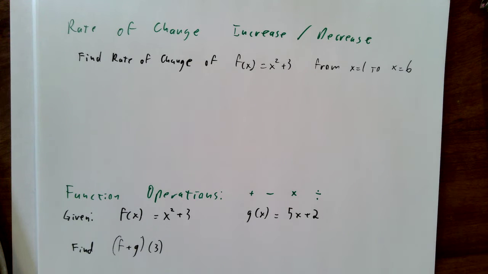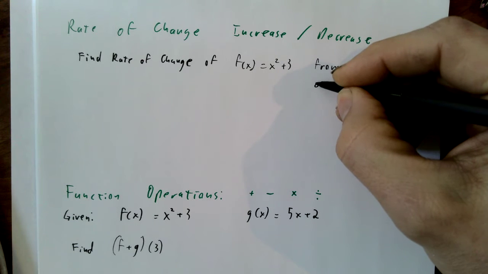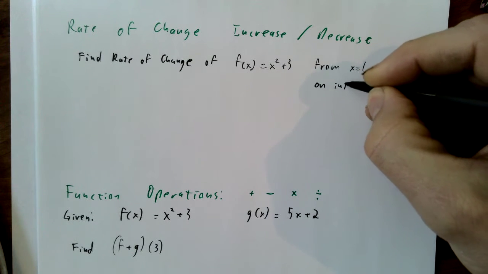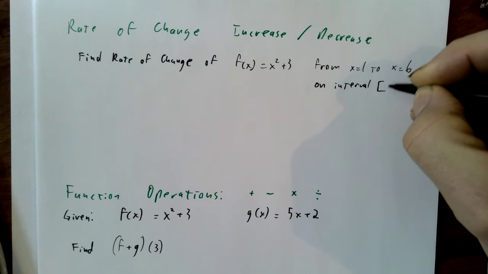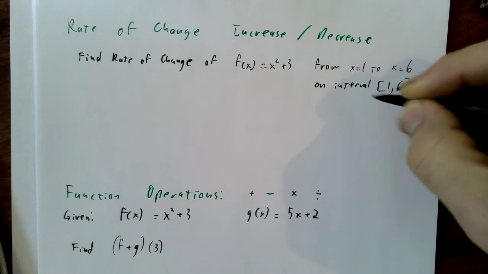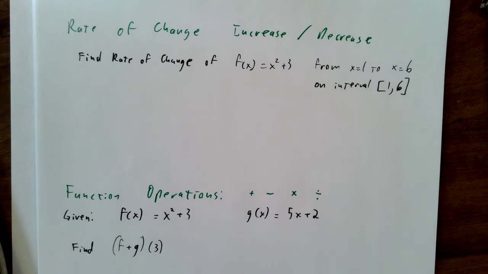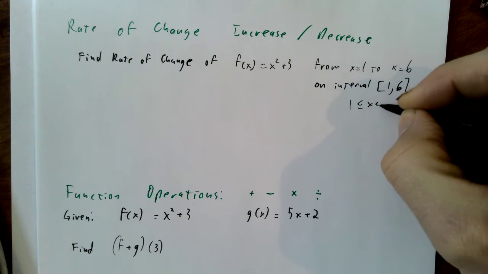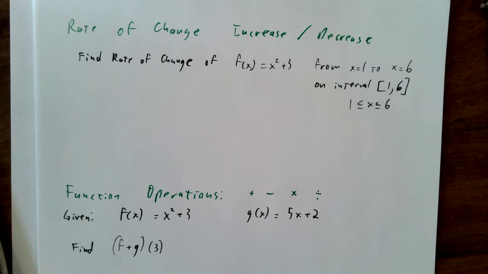I want to think about what that means, keeping in mind the graph of the function here. So this one was find rate of change of f of x equals x squared plus 3 from x equals 1 to x equals 6, or we could say on interval from 1 to 6. When we talk about a function on an interval, we're talking about a piece of the domain. So these are the x values that it's between right here. We could also say x is between 1 and 6 using inequalities right there. But when we talk about where a function is, we're talking about intervals. Is it increasing or decreasing overall on this interval?